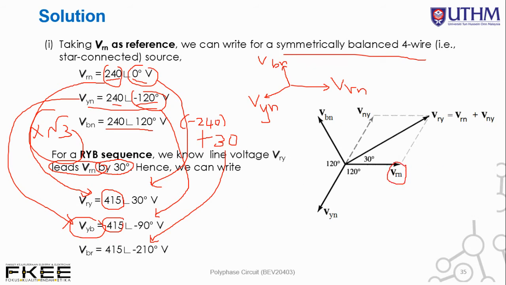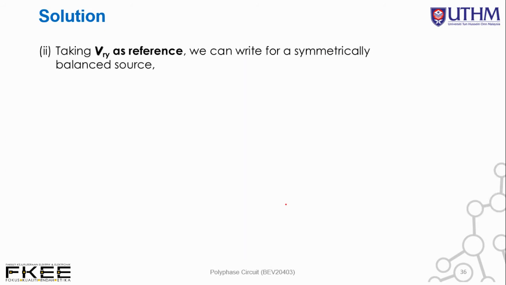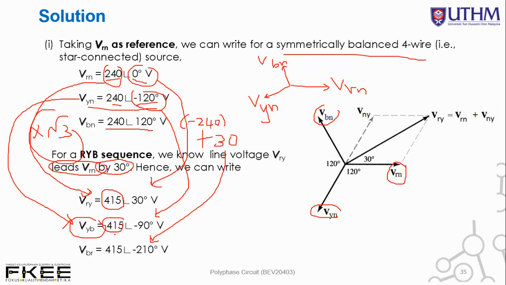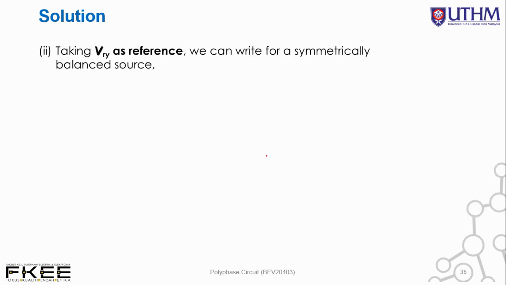So VRN is your reference. YN, this is what I draw over here, RN, YN, and BN. So this is VRY, plus 30. And then VYB is 415 at minus 90, over here. If you can draw, this is VYB, and then the last one is VBR, somewhere here with a longer arrow. Okay, this is VBR. So you have done with the phasor diagram.